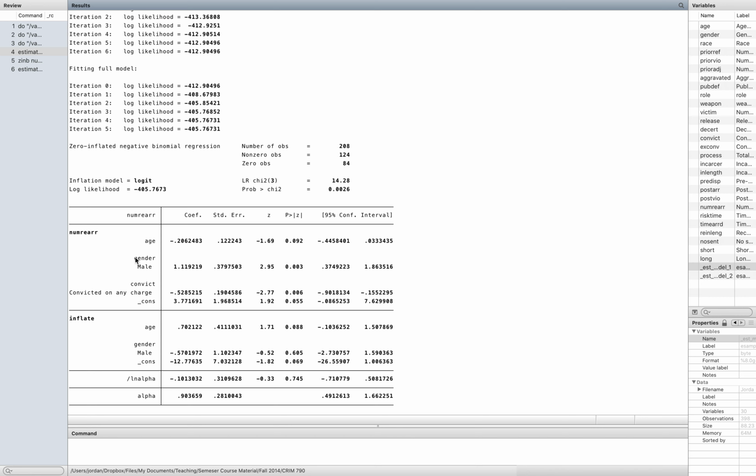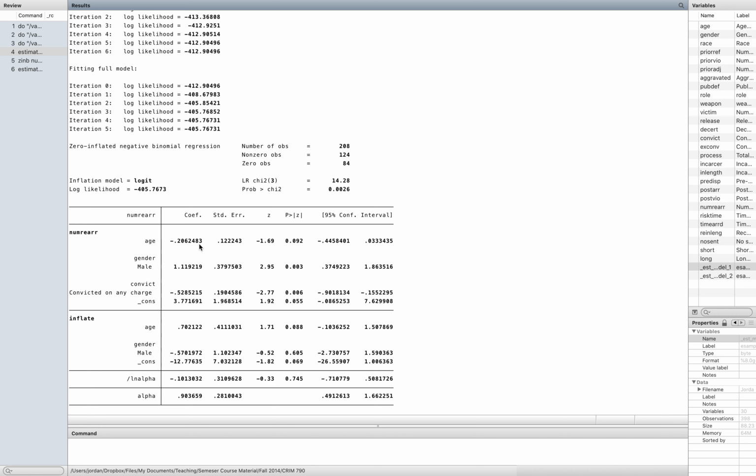So the non-certain zeros and everybody else, the non-certain zeros and one and on. Just a regular negative binomial regression model. The interpretation is the same. For every unit increase in age, the expected log count of rearrest decreases by 0.206. Same exact interpretation. The only difference between this and negative binomial regression is that it's taken out.